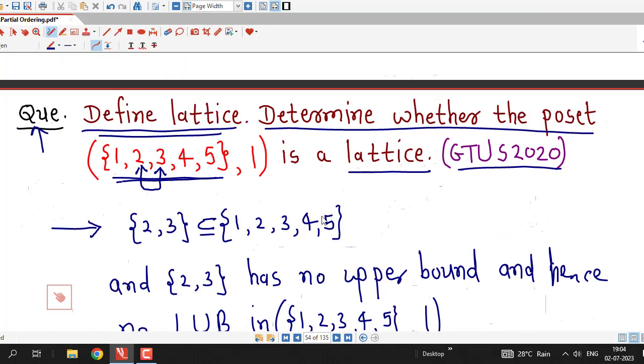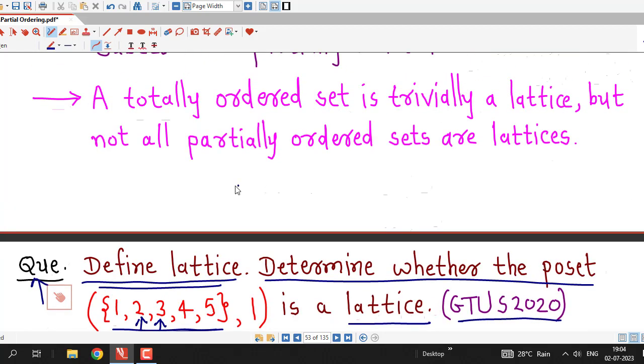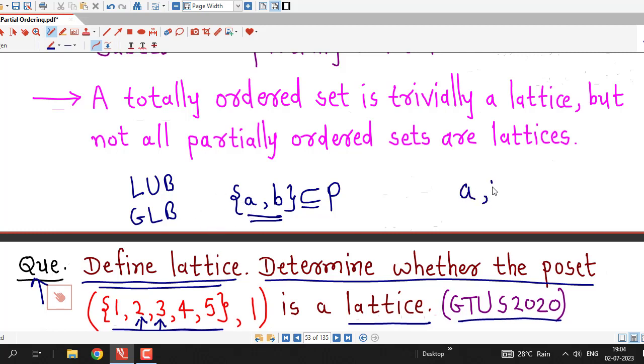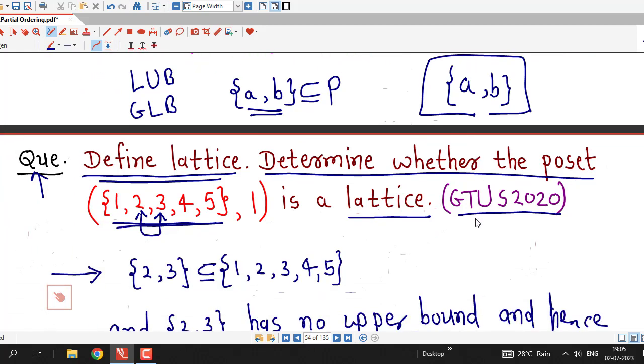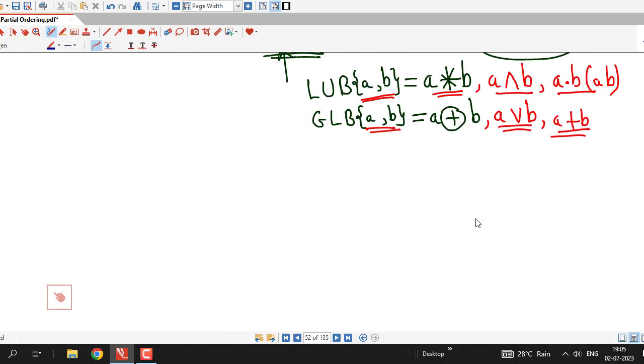So in this way we can check whether a given partially ordered set is a lattice or not. All we have to remember is that if we take any pair of elements A, B, then this subset must have a least upper bound as well as a greatest lower bound in the given partially ordered set P. And if you want to prove that your set is not a lattice, then you have to find at least one pair which has either no least upper bound or no greatest lower bound in the given poset. So we will continue with lattices in upcoming lectures.